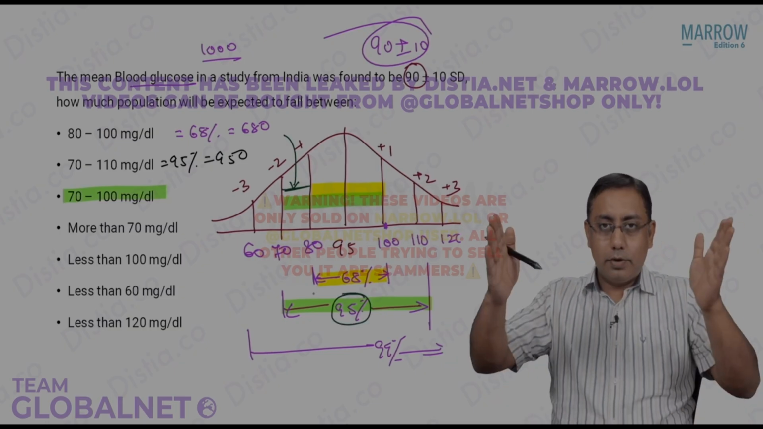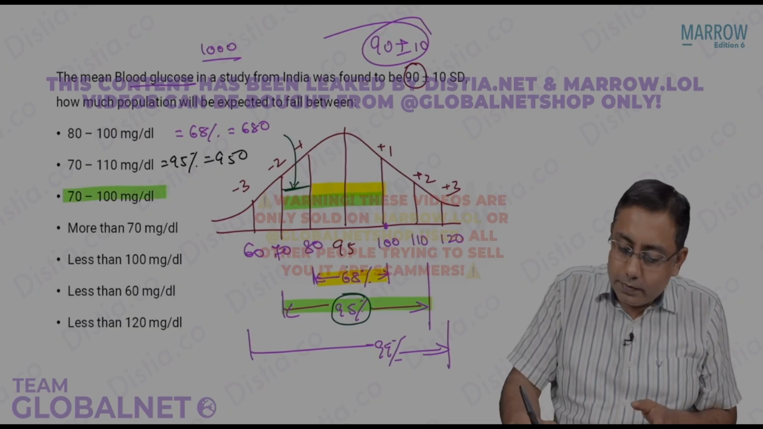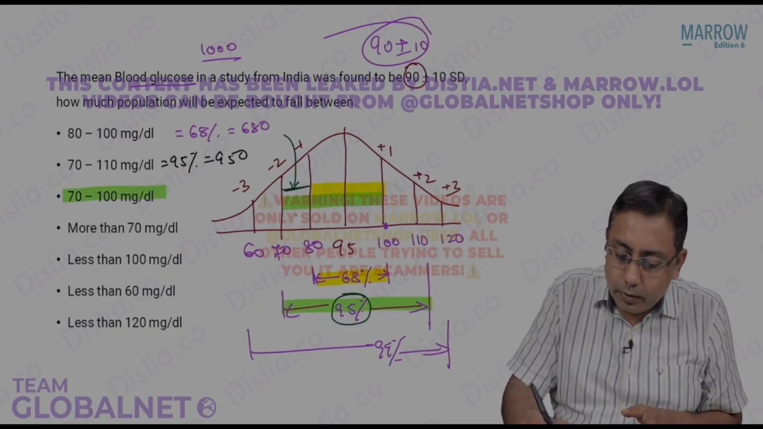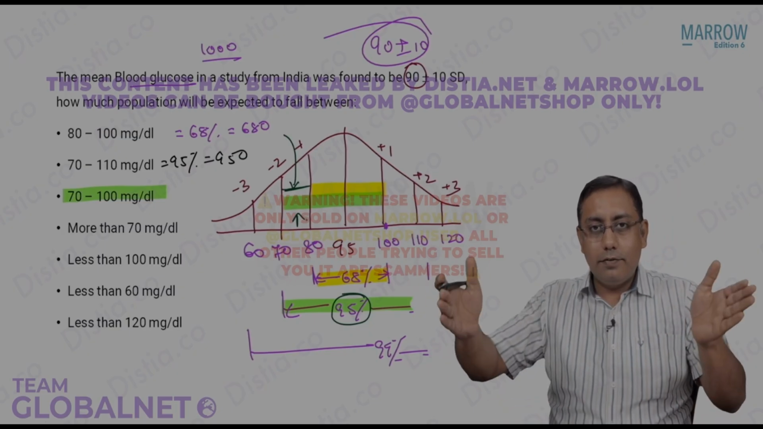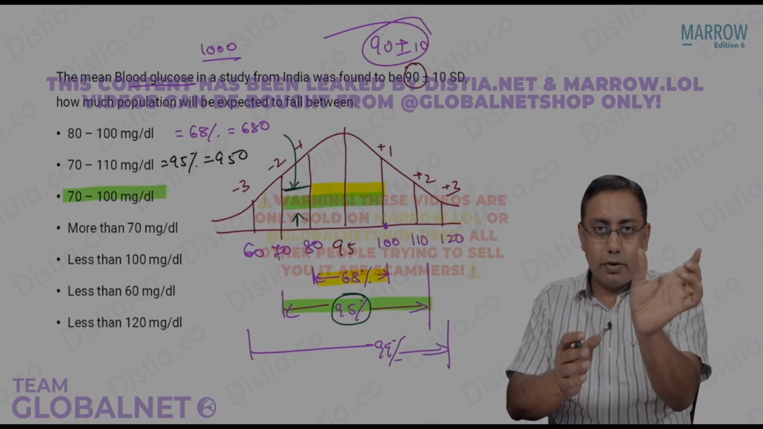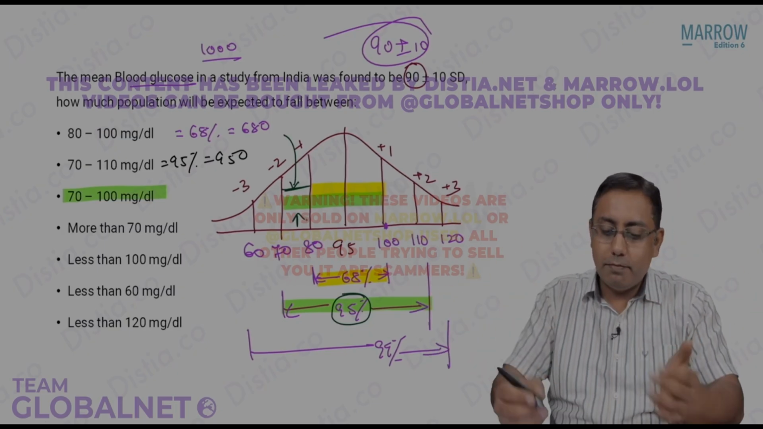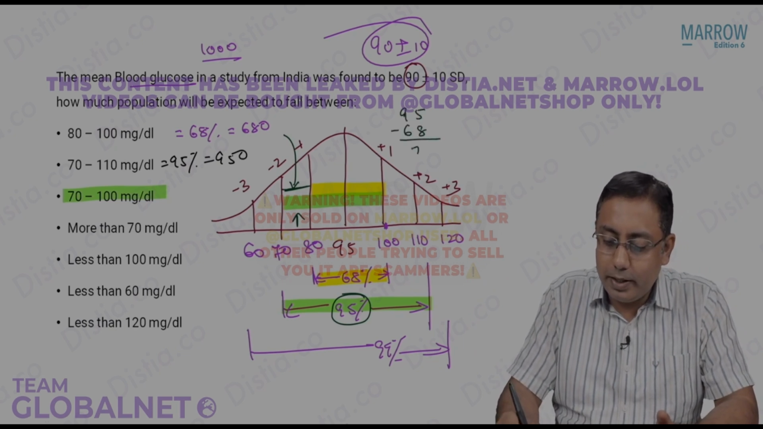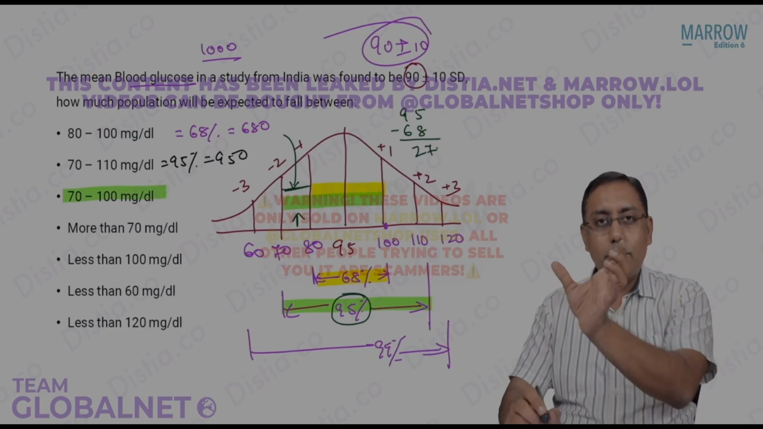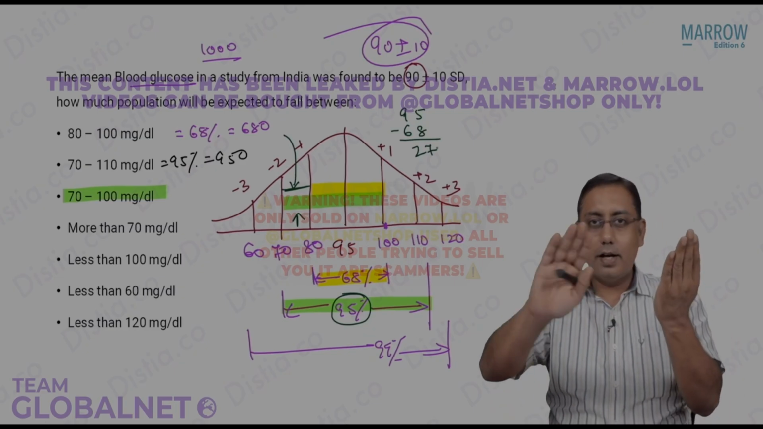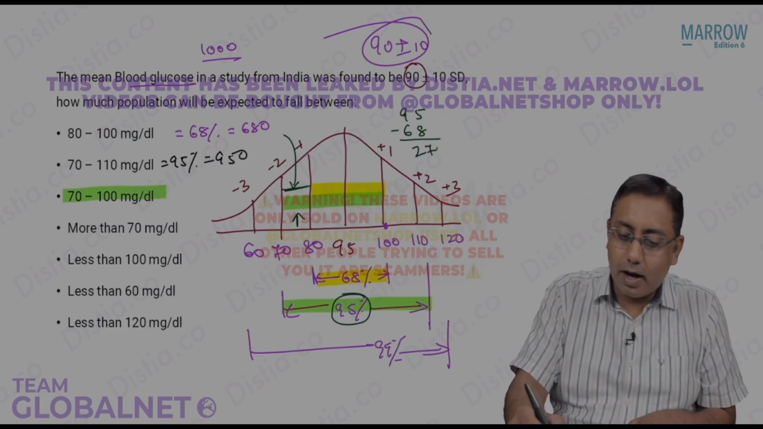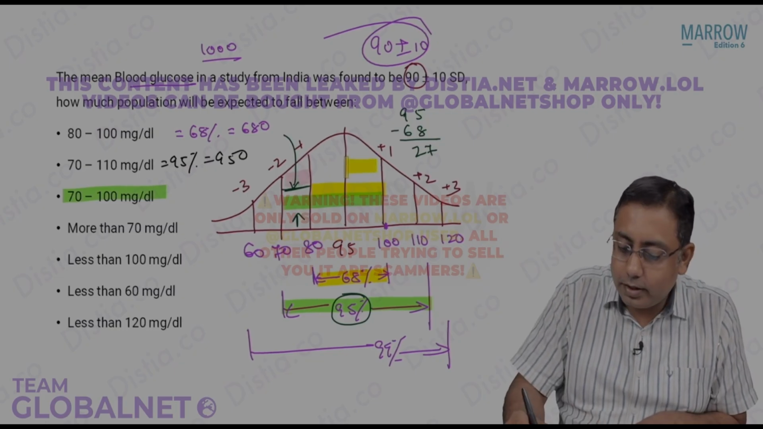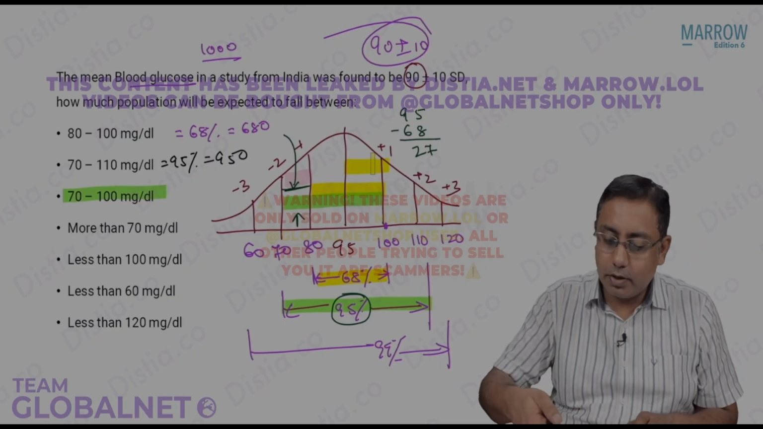You take the whole 95. So out of 95, you have 68. Right? So you want to calculate this much. So 95 minus 68 comes out to be 27. So out of 27, half is this side, half is on the other side. Half is on this pink colored shaded area and half is on another yellow colored shaded area.